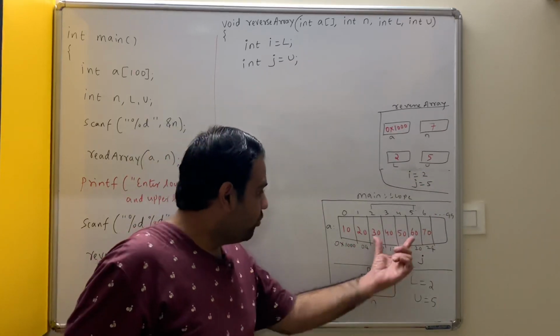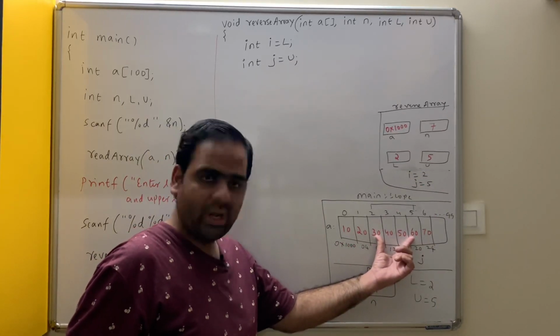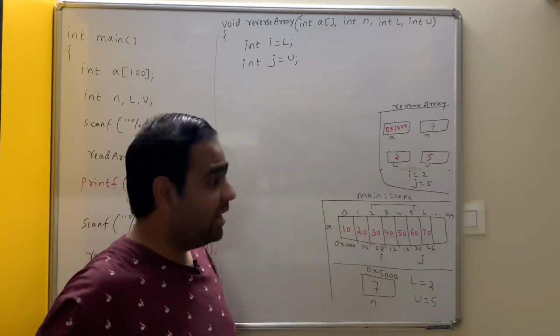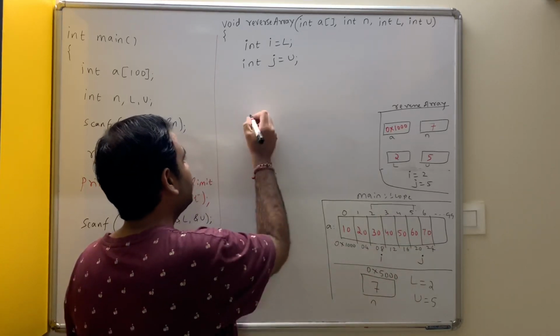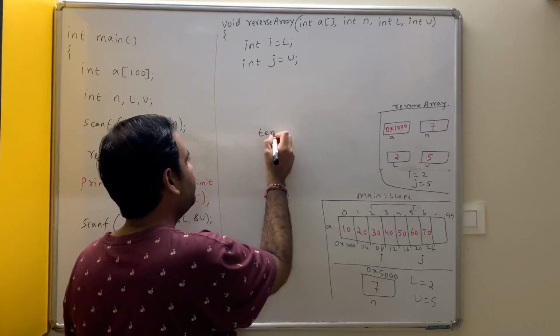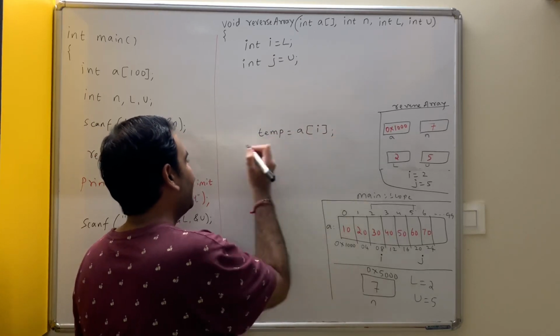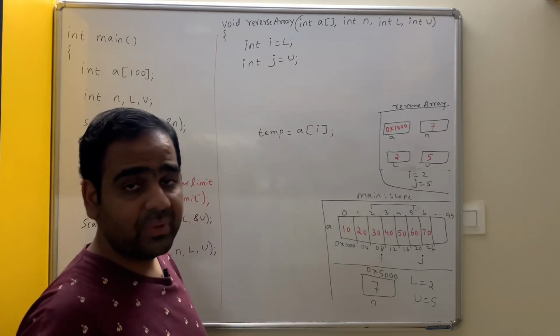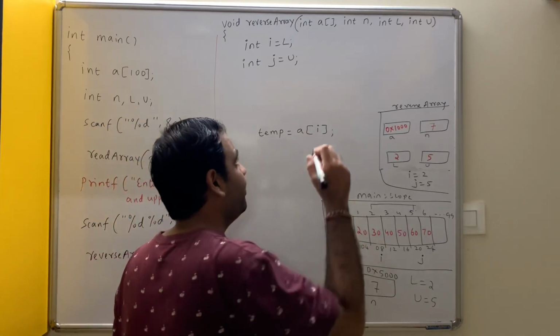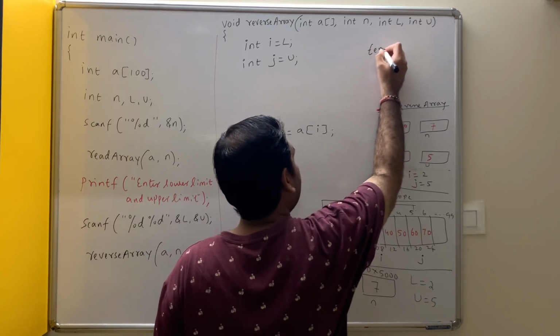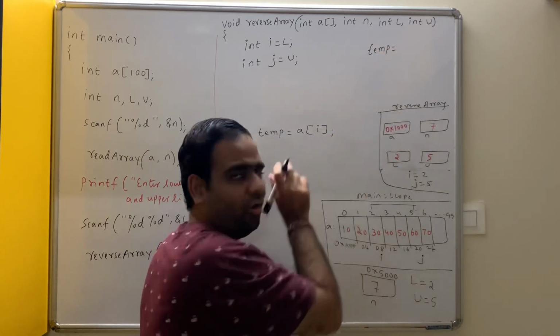Now I need to swap these two elements. I need to swap 30 and 60. And how do I swap 30 and 60? I write temp is equal to A of i. Now when I say temp is equal to A of i, what will happen?